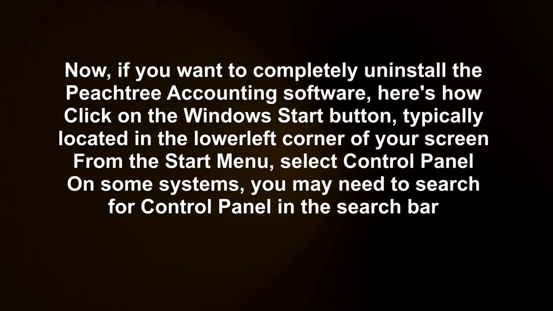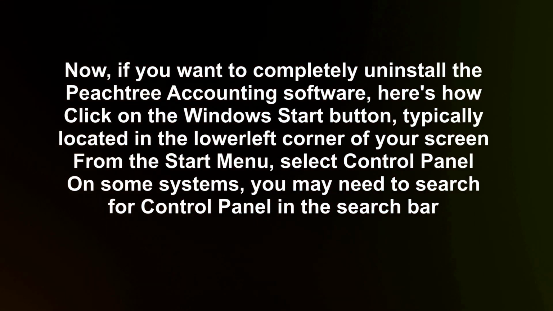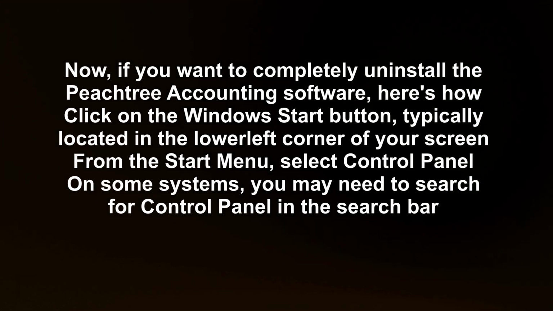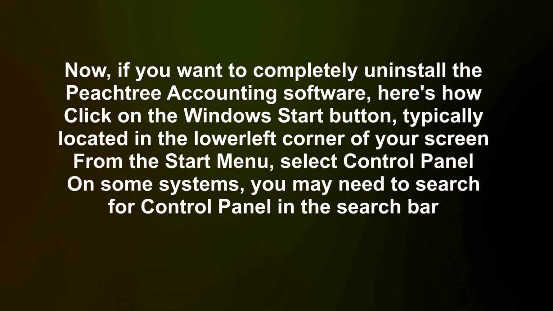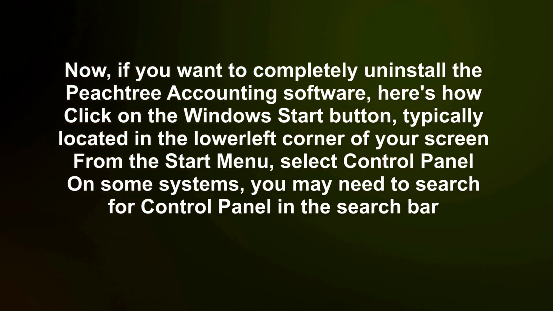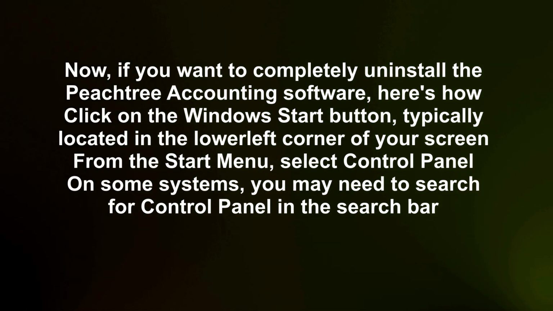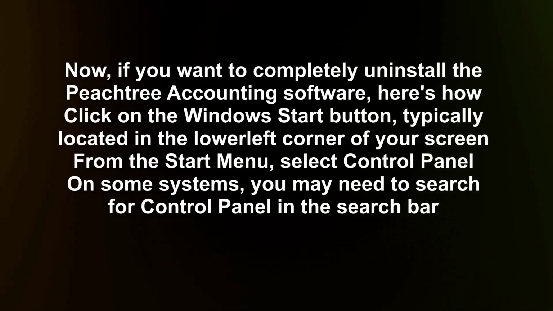Now, if you want to completely uninstall the Peachtree Accounting software, here's how. Click on the Windows Start button, typically located in the lower left corner of your screen. From the Start menu, select Control Panel. On some systems, you may need to search for Control Panel in the search bar.